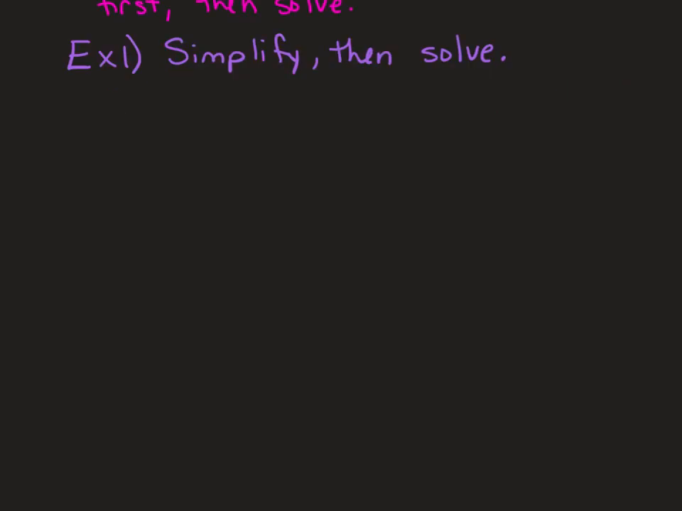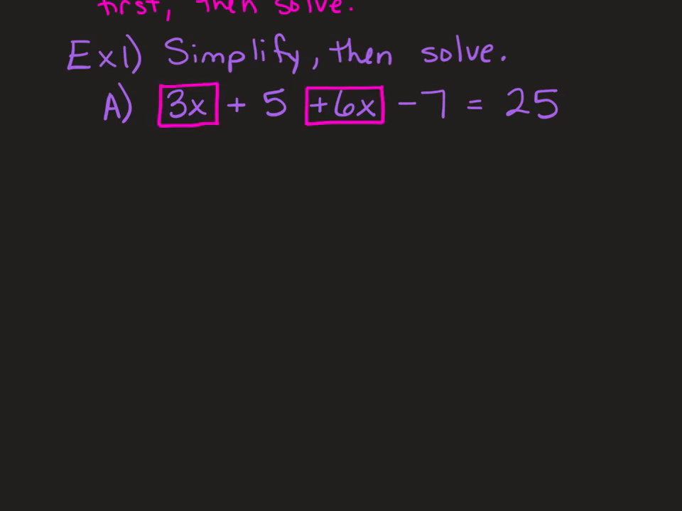Example 1, simplify, then solve. 3x plus 5 plus 6x minus 7 equals 25. Notice on the left side that 3x and 6x are like terms. They both have a variable x. So 3x plus 6x is 9x.